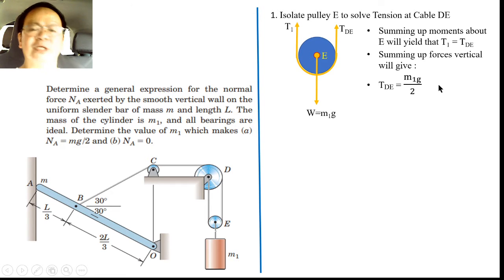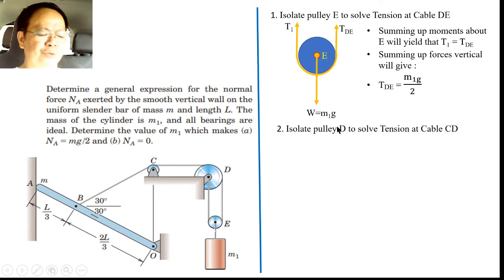Now, afterwards, what shall we do? We can now isolate pulley D, this pulley. And when we isolate pulley D, we can compute for the magnitude of the tension on this cable CD. So that when we isolate pulley D, we can solve for the tension at the cable CD. Now let us try to isolate that part. It is our pulley D.